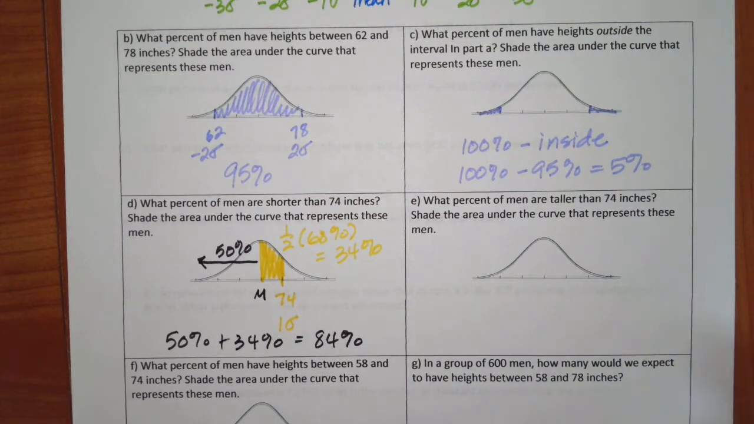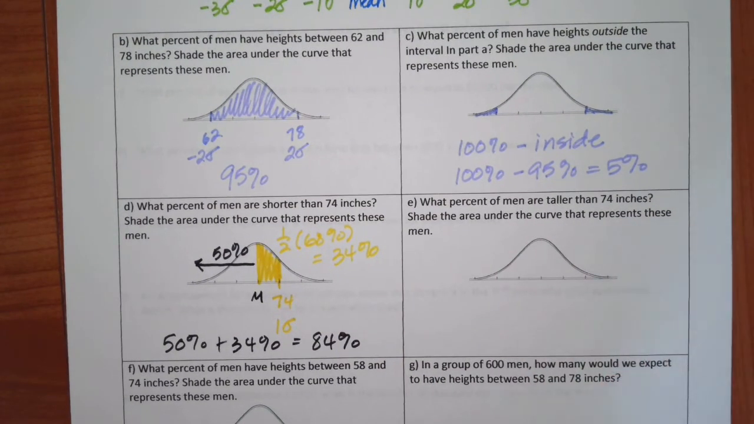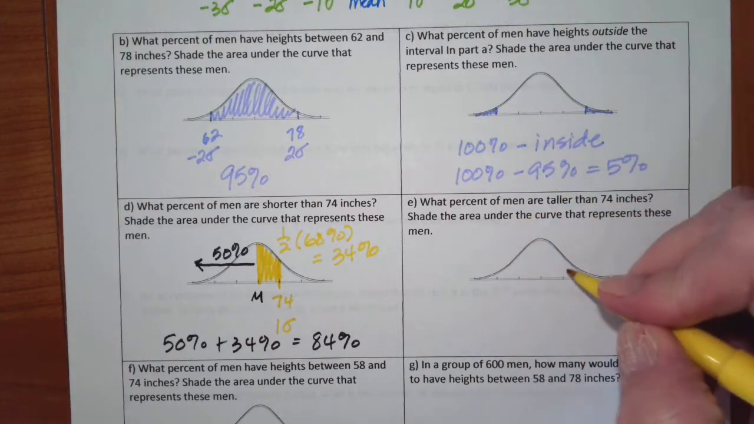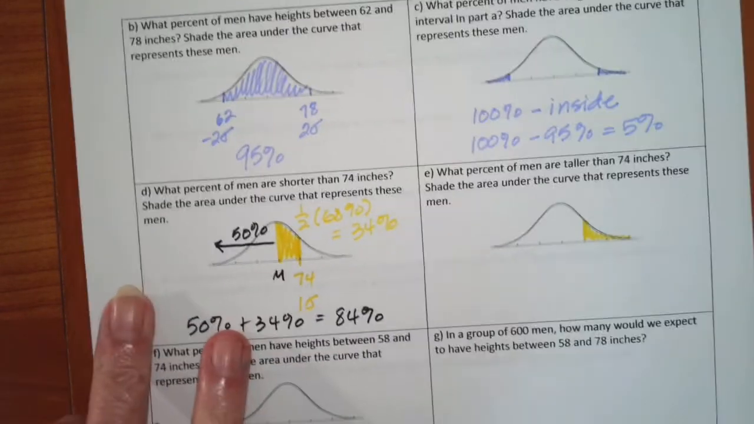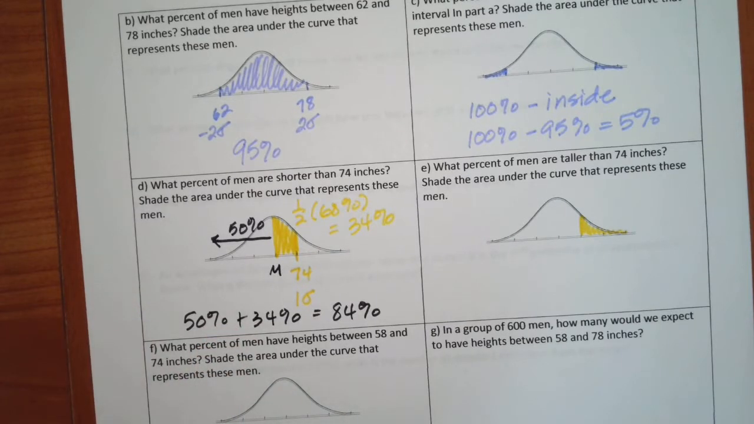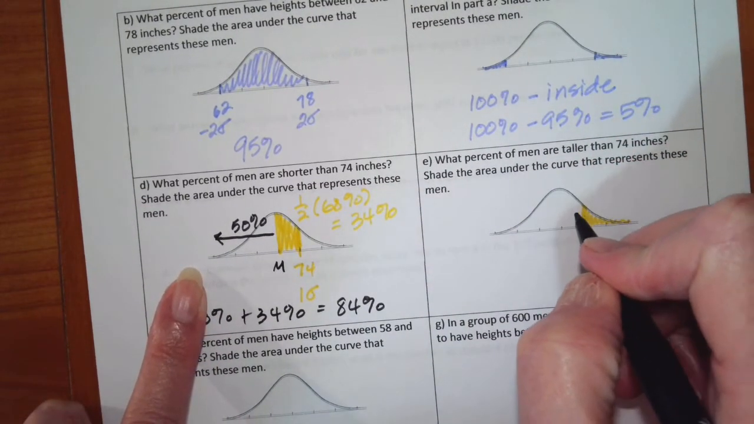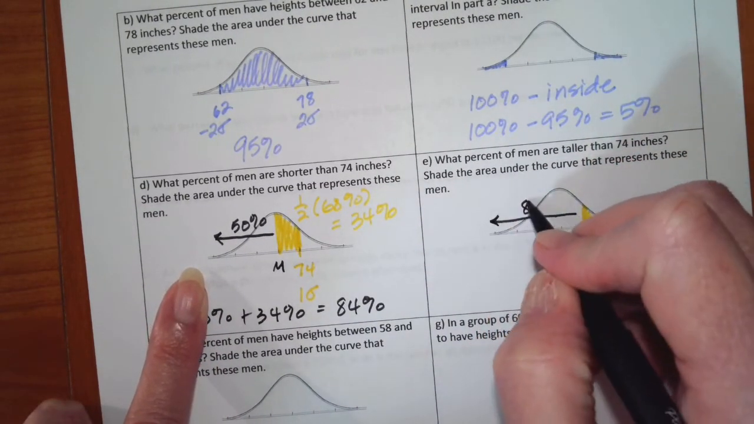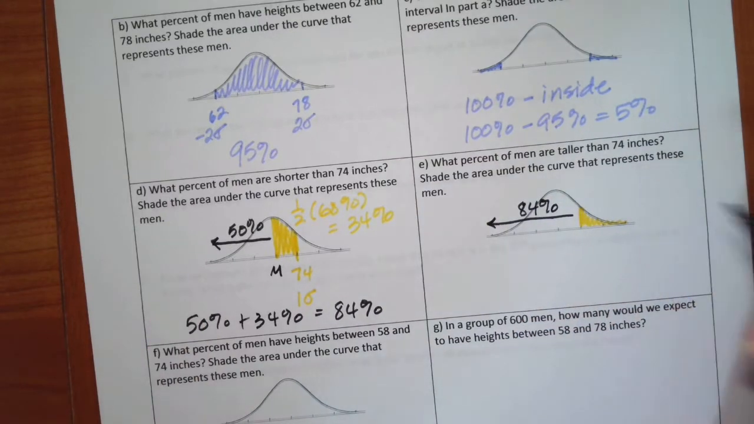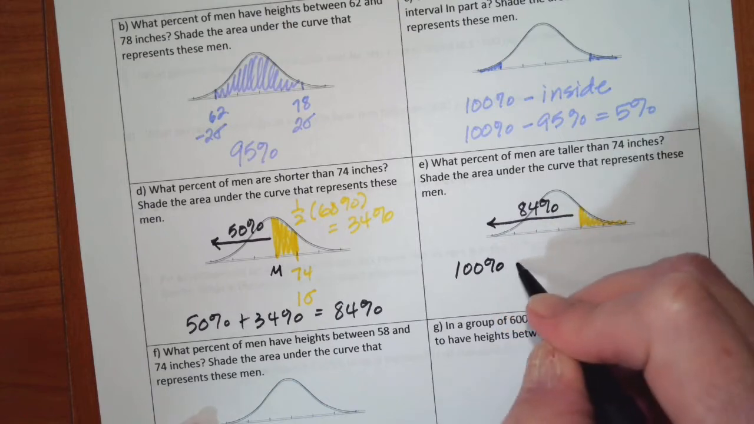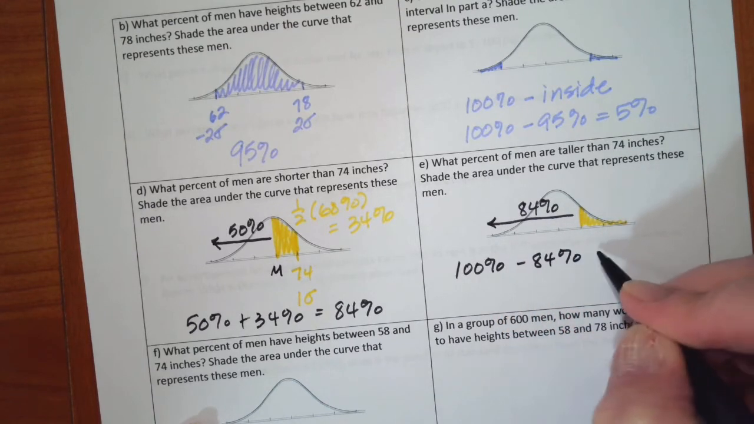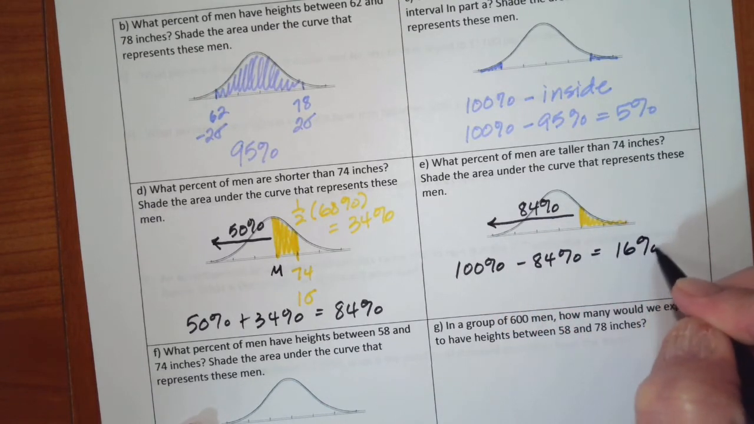Okay. What percent of men are taller than 74? Okay, so I'm going to go back to my 74, but now I want to know above that. Well, I know from part D that this over here is 84%. So I'm just going to take 100% minus 84%, and that gives me 16%.